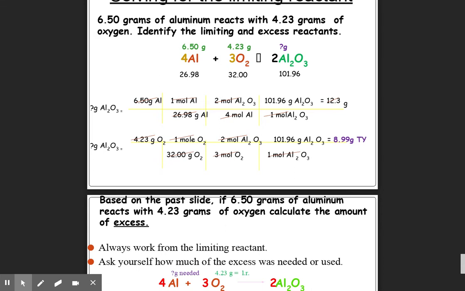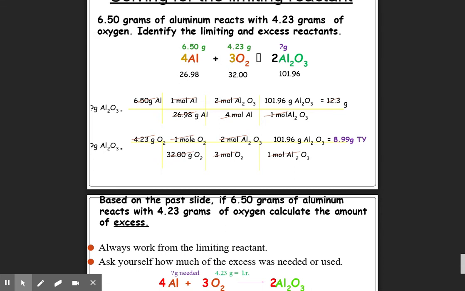I'll start over. You gotta know which is limiting and which is excess. You cannot solve for how much excess is left over if you don't know which one's in excess. So I know that aluminum is in excess. I'm not going to use up all of it, so I want to know how much aluminum is going to be left over.